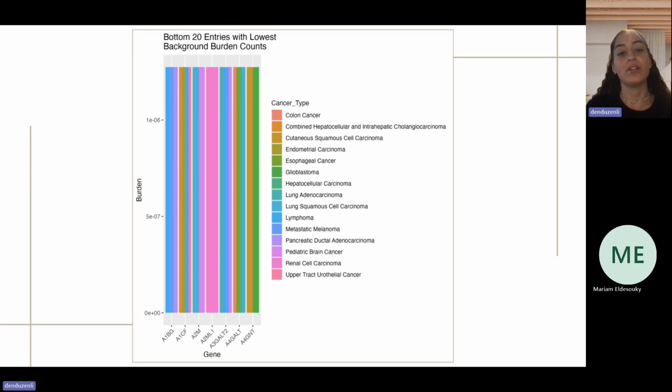And then moving on to the final slide for lowest entries for burden counts, we can see here again A2ML1 and A2M. It has the lowest. It's found in the least amount of cancer types here, but obviously these are still very useful. They can still be very good candidate genes to study based on the research questions that you may have. We see here A1CF. Once again, it's found in 4 different cancer types.